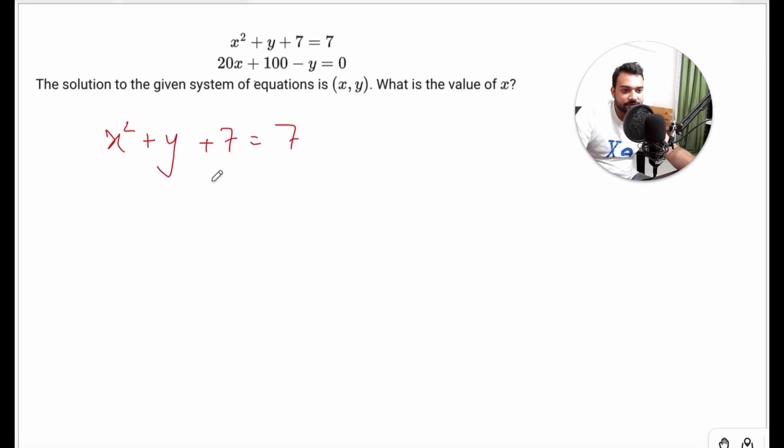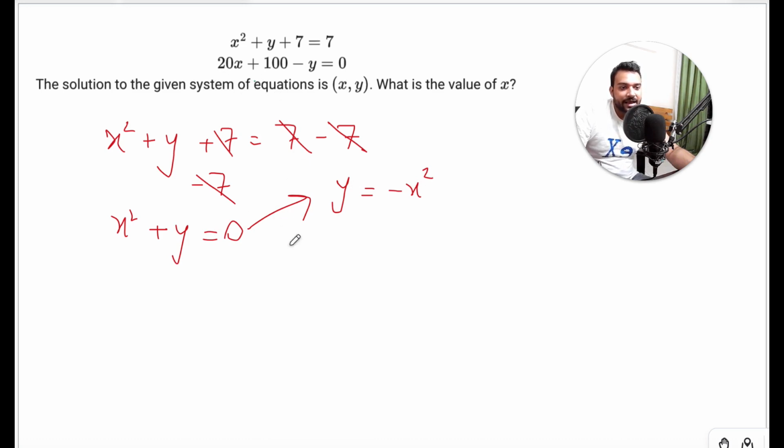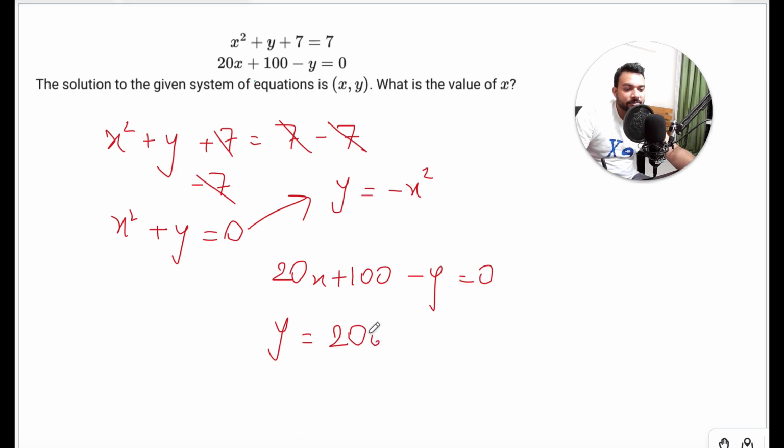7 and 7 can be cancelled, or just understand it like this. You can subtract a 7 from both sides. It won't change the equation, but these would cancel each other. x squared plus y is equal to 0. This is the first equation. Or y is equal to negative x squared after some rearrangements. And from the second equation, 20x plus 100 minus y is equal to 0. So y is equal to 20x plus 100. 20x plus 100 is y, and that is also equal to negative x squared.